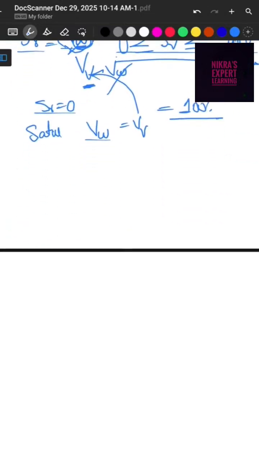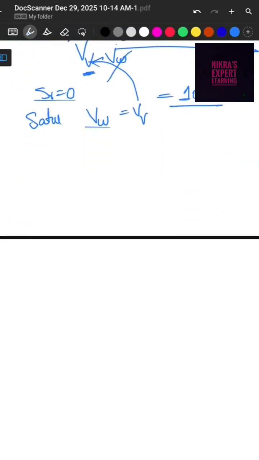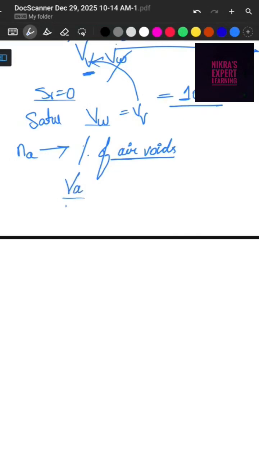Okay. So coming to the next definition, that is NA. NA is percentage of air voids. Okay, so when I am saying percentage of air voids, again we are talking about the ratio of volume of air to the total volume. Okay, so understand. When I am talking about degree of saturation, it is volume of water with respect to volume of voids. Okay, but here when I am talking about percentage of air voids, it is VA by V.